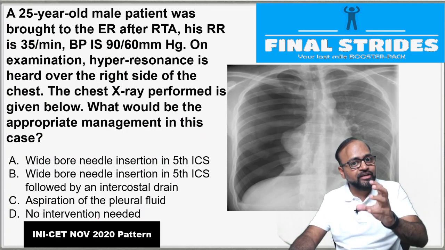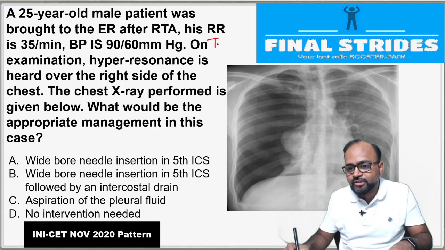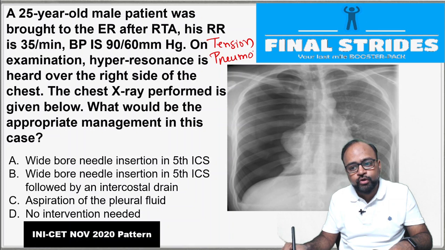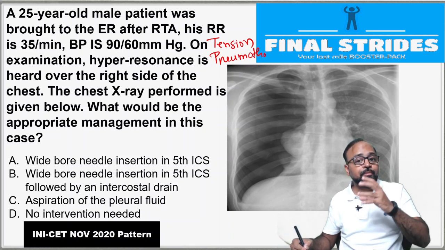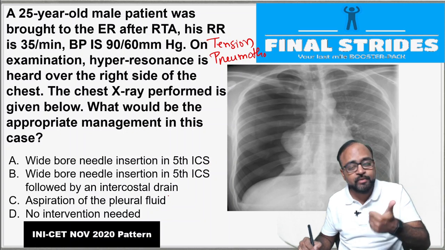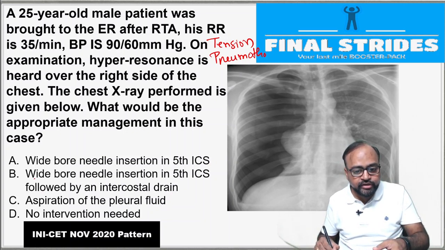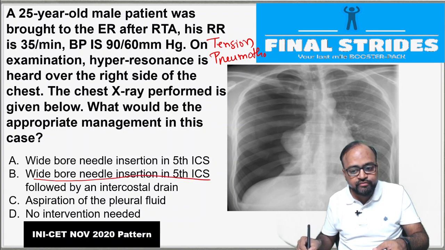So this is about the management of tension pneumothorax. So what is the diagnosis in this case? The diagnosis in this case is tension pneumothorax, and they are asking you what would be the appropriate management. Wide bore needle insertion in the 5th intercostal space is yes, but as compared to option A, option B is better because it says wide bore needle insertion in the 5th intercostal space.